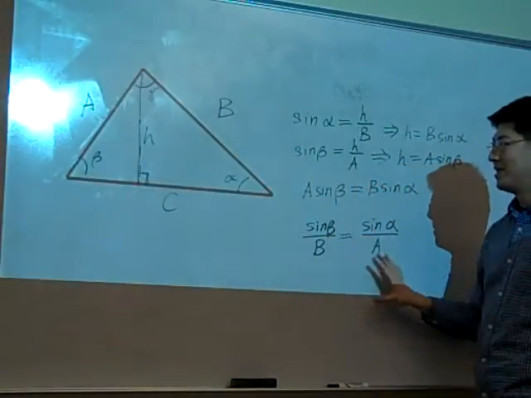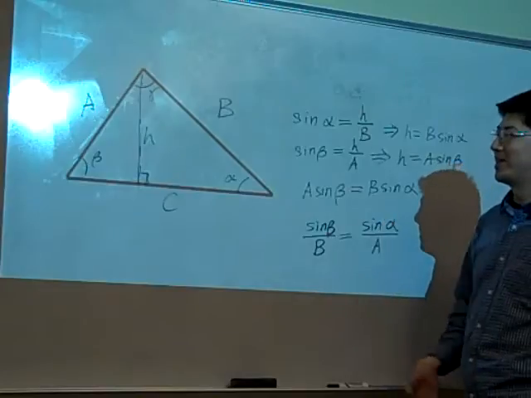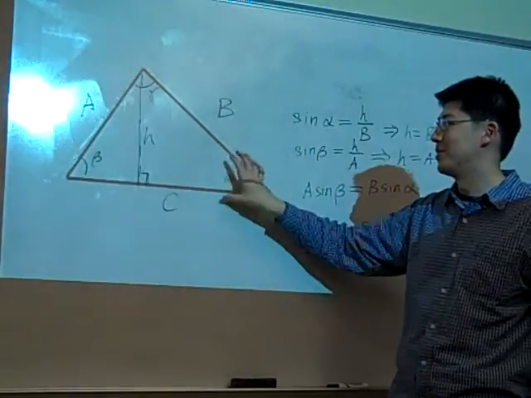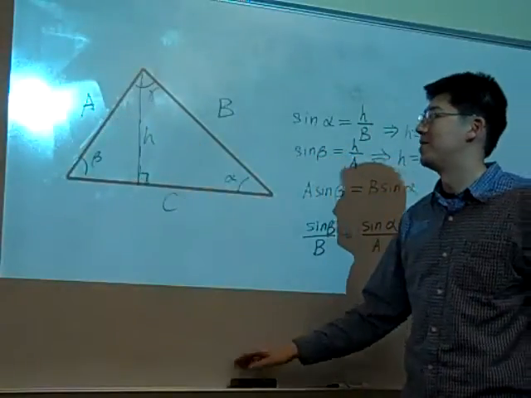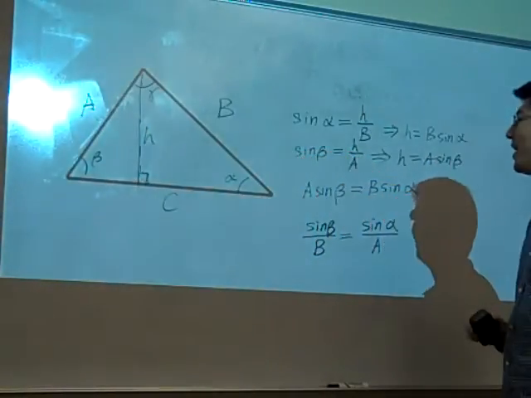But the law of sines itself is just a simple formula saying that the ratio of the sine of an angle to the opposite side length is going to be the same for any angle and any opposite side in the triangle.